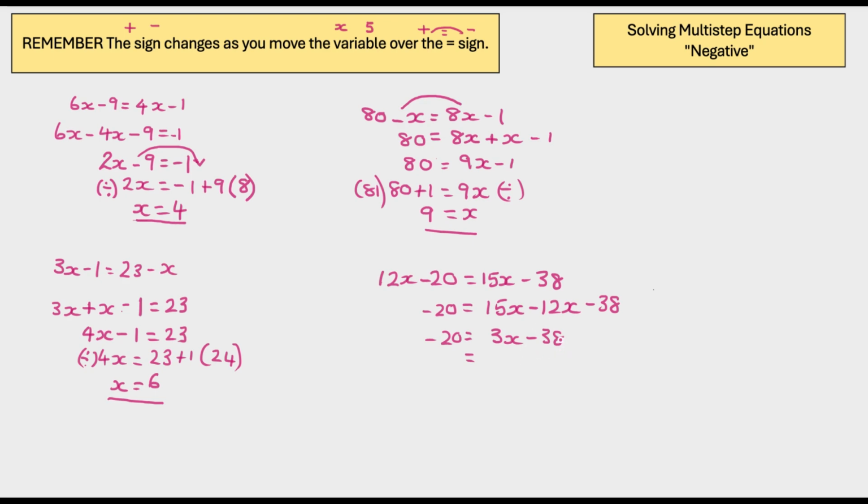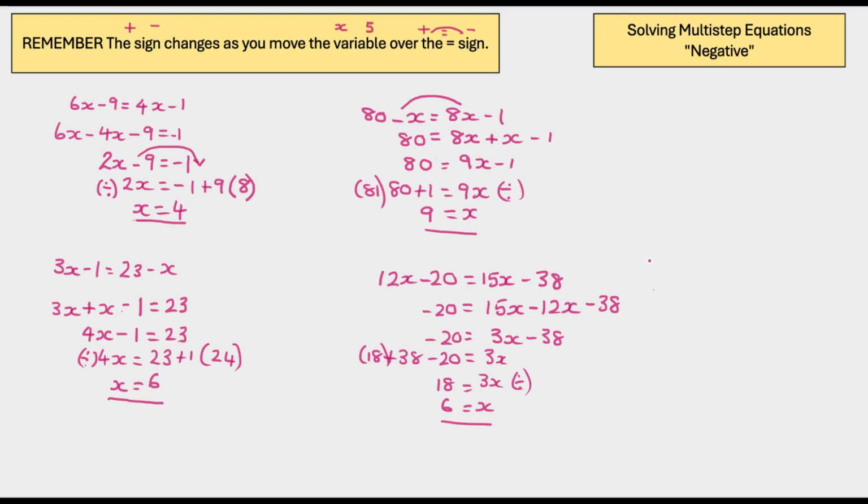So now we need to get this variable, the numbers, over. So that minus 38 becomes a plus. So now we've got plus 38 minus 20, which equals 18. So that's what we've got left with. Divide as normal. 3 into 18. How many times does 3 go into 18? It goes 6. So the answer is 6. x equals 6.